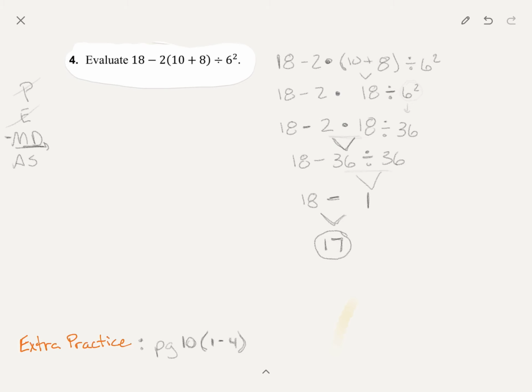Yes, it does take a little time, but look at all the steps. I took 1, 2, 3, 4, 5 steps to get to my answer, and I showed every step of it, and I kept it organized. That's important to do when you're working out these types of problems. If you would like to get some extra practice, a good place to go would be your student journal again, page 10. Problems 1 through 4 will give you some problems that you can work on like this. All right?